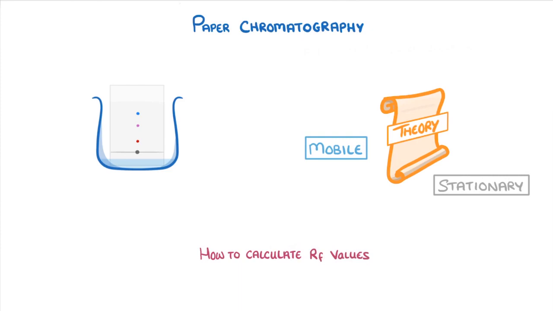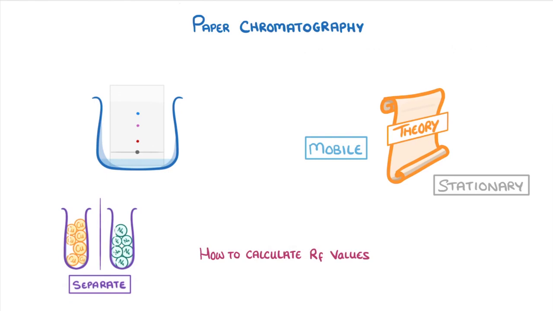Now, chromatography is a general analytical technique used to separate the different substances in a mixture so that we can then identify them. And there are actually lots of different types of chromatography. But the one you need to know about is paper chromatography, which can be used to separate the different dyes in an ink.